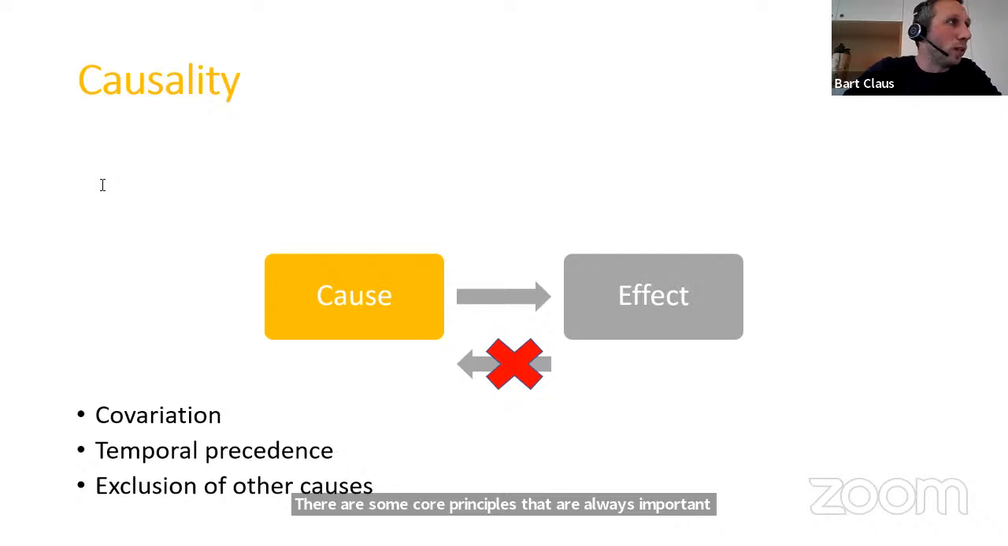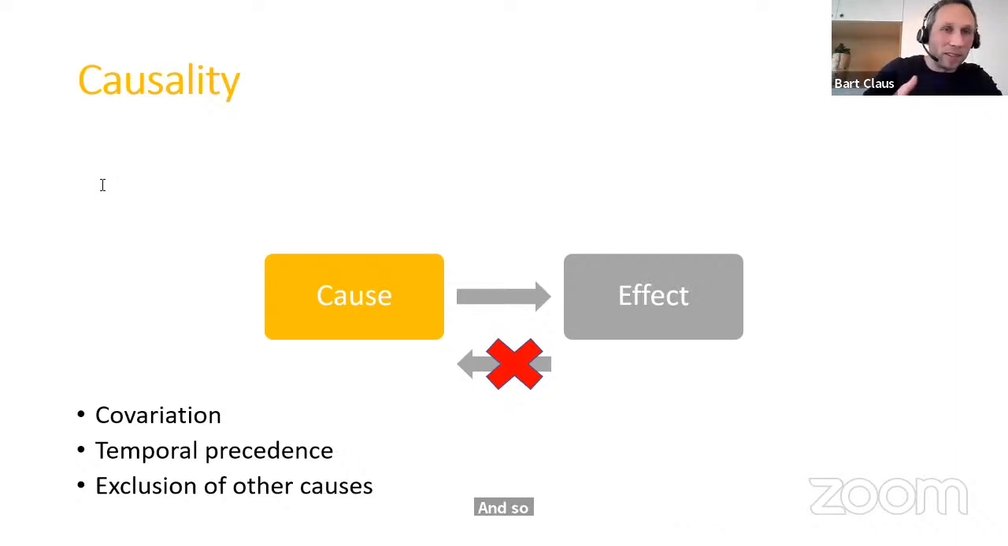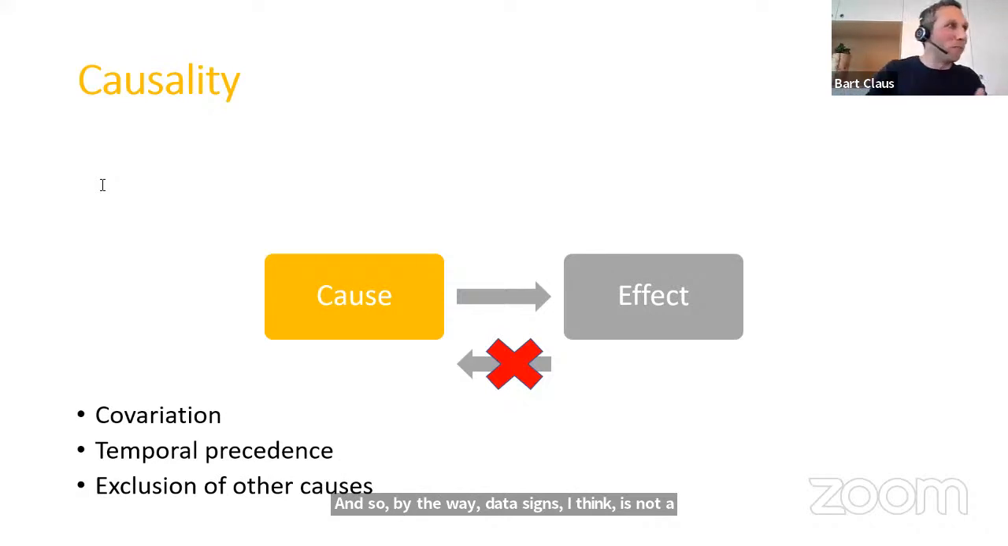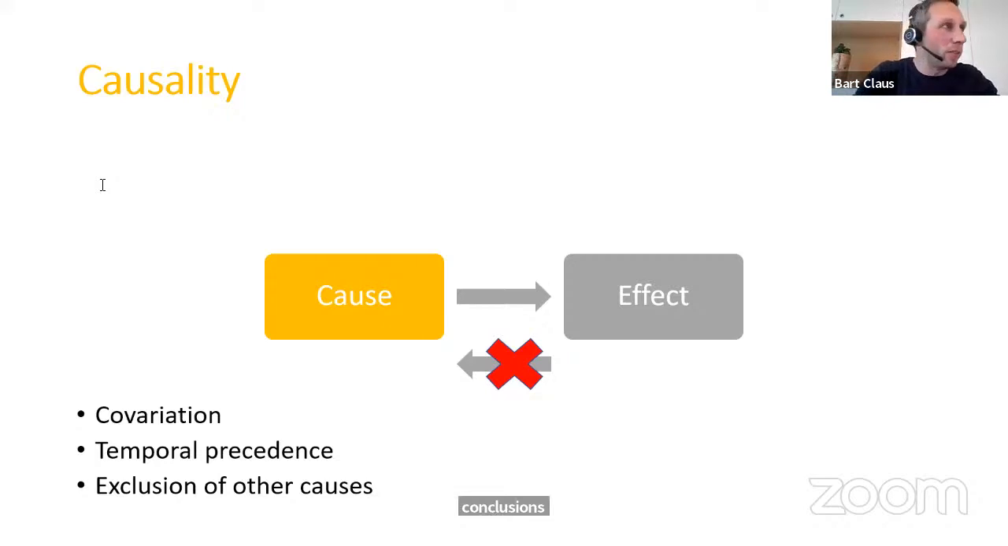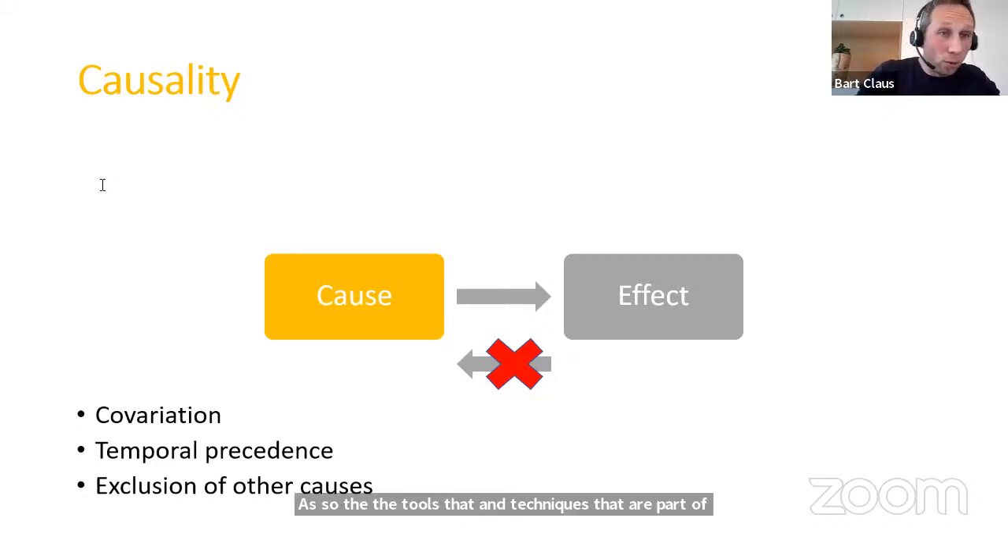And so, by the way, data science, I think, is not a field that is completely separate from digital marketing, right? Digital marketing relies a lot on data science to make conclusions. And so the tools and techniques that are part of data science are adopted by digital marketing to make conclusions about their field, right?